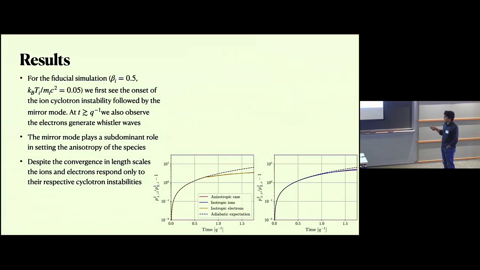What we're doing here is the red line, which is sort of hidden, is the case where both the species are compressed anisotropically, and the blue and orange is where only one of the species is compressed, and the other is not, and you don't expect it to follow this dashed curve, which is the adiabatic expectation.